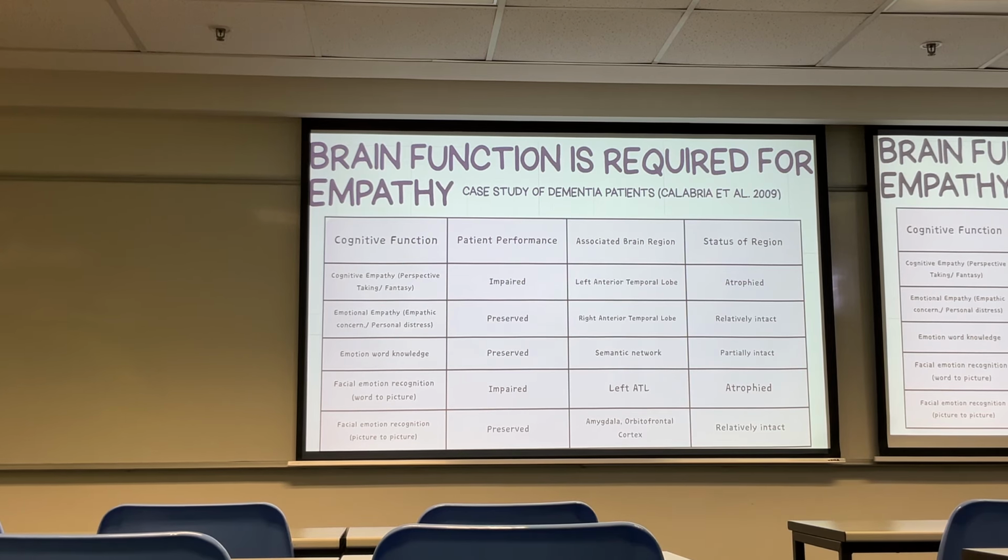In facial emotion recognition, in regards to the standard version of the Ekman test, this function was impaired. The associated region is also the left anterior temporal lobe, which as we know is atrophied in the patient. Lastly, facial emotion recognition in the modified version of Ekman's test was relatively preserved in the case of happiness. The associated brain regions are the amygdala and orbitofrontal cortex, which are relatively intact in the patient.